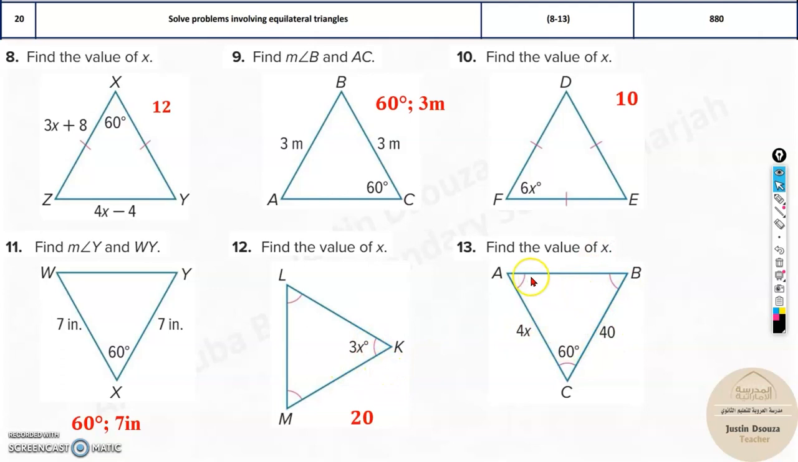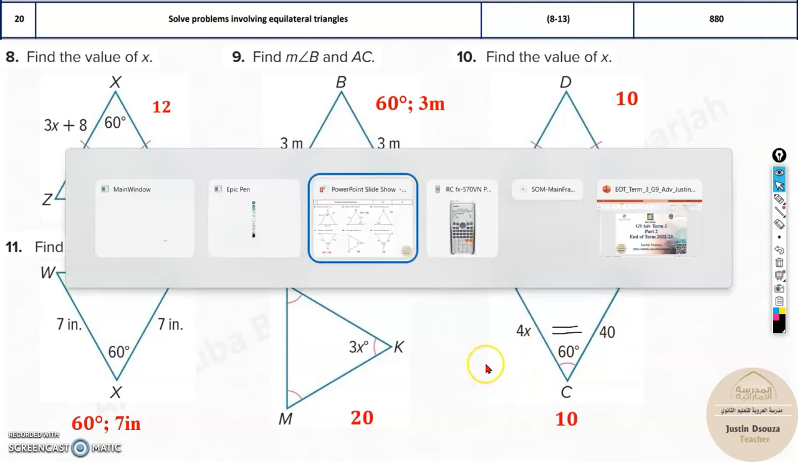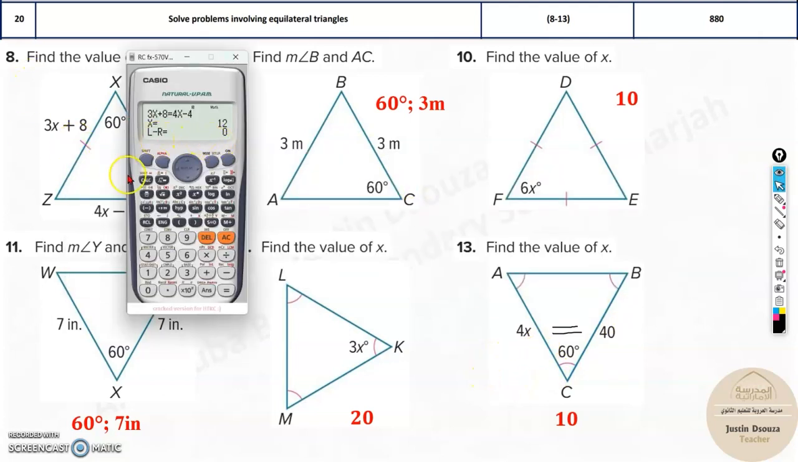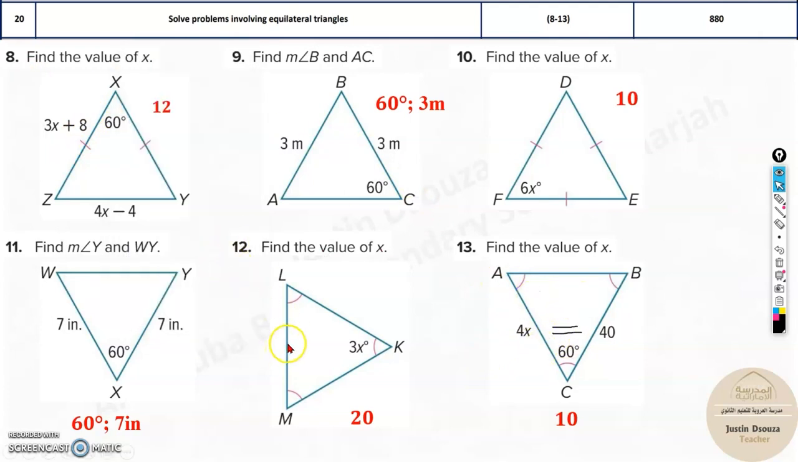Over here, all angles are the same, equilateral. So all you need to do is equate these two sides. 4x equals 40, x is equal to 10. So that would be the answer. That's it. So these are very simple and very straightforward. Don't forget to do them. Easily you can solve them on the calculator as you saw. You don't even need to write anything and then choose the correct answer.